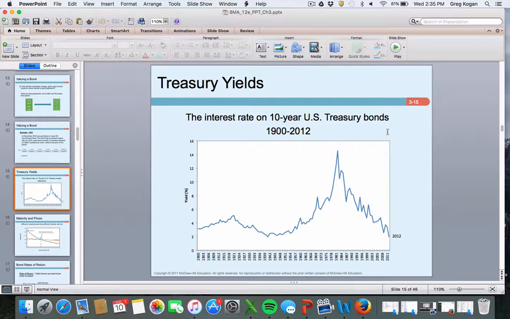Looking at the 10-year U.S. Treasury bond over the last 100 years or so, we can see that rates can rise quite a bit when there's inflation. When growth is steady, or when there's a need for more money in the economy, the rates are low, as the Federal Reserve will keep the rates low to stimulate the economy.